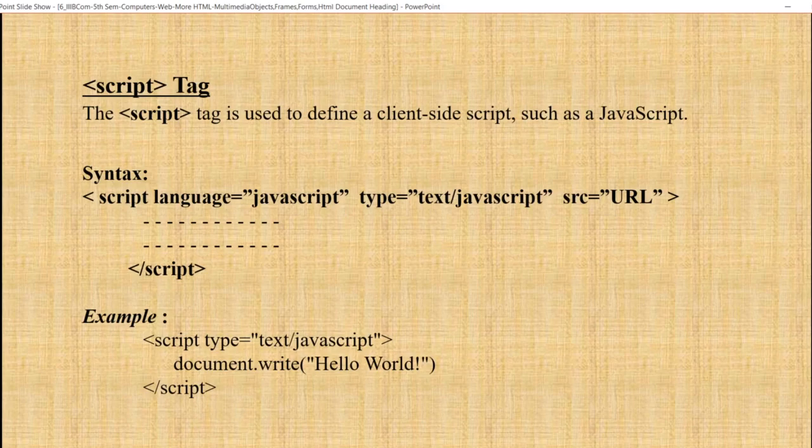Next type of tag is the script tag. This is used for defining client-side scripting, such as JavaScript. If I want to write JavaScript programs in HTML, we can use a script tag. For that, it requires an attribute: language equals JavaScript, source equals URL, type equals text/JavaScript. We can write programs with the help of the script tag. See the example: script type equals text/JavaScript, document.write hello world. What does this script tag display? Hello world.